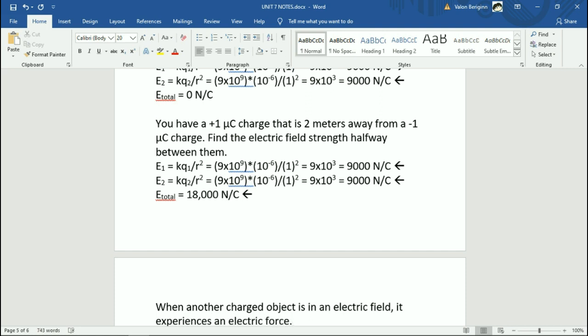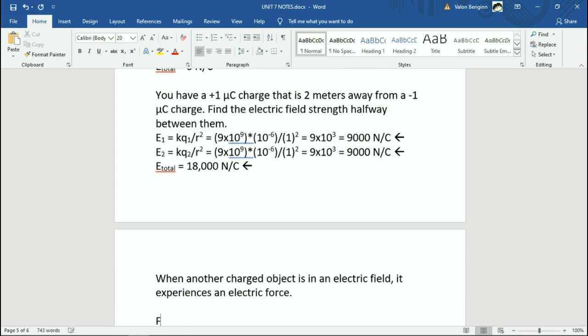You have the charged object that's creating the field. You might have multiple charged objects creating fields, and they're all interacting and interfering with each other. But then you put some other charged object into this field. That charged object interacts with the field, and it feels a force. How this works is that the force on a charged object equals its charge times the field strength.